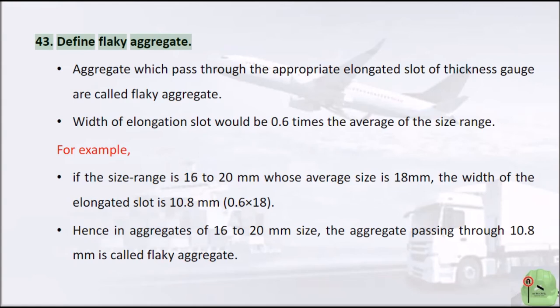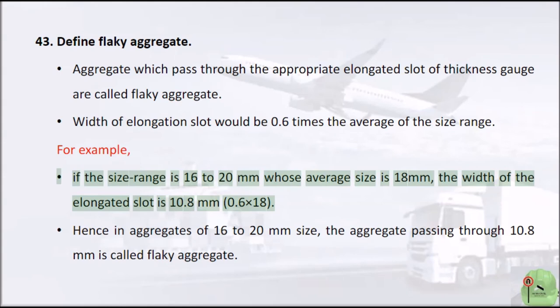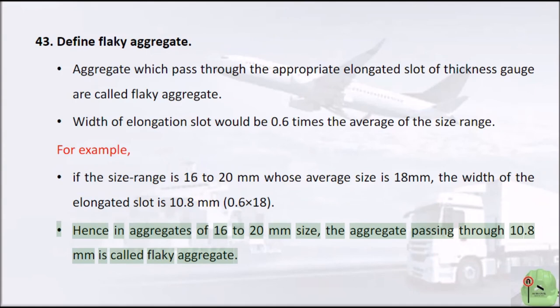Define flaky aggregate. Aggregate which pass through the appropriate elongated slot of thickness gauge are called flaky aggregate. Width of elongation slot would be 0.6 times the average of the size range. For example, if the size range is 16 to 20 millimeters whose average size is 18 millimeters, the width of the elongated slot is 10.8 millimeters, 0.6 times 18. Hence in aggregates of 16 to 20 millimeters size, the aggregate passing through 10.8 millimeters is called flaky aggregate.